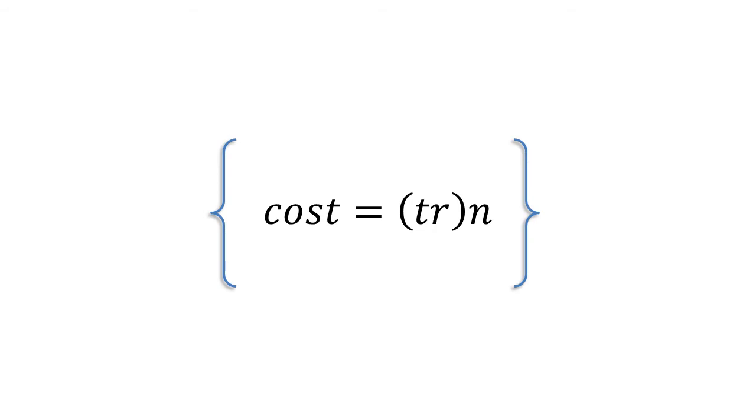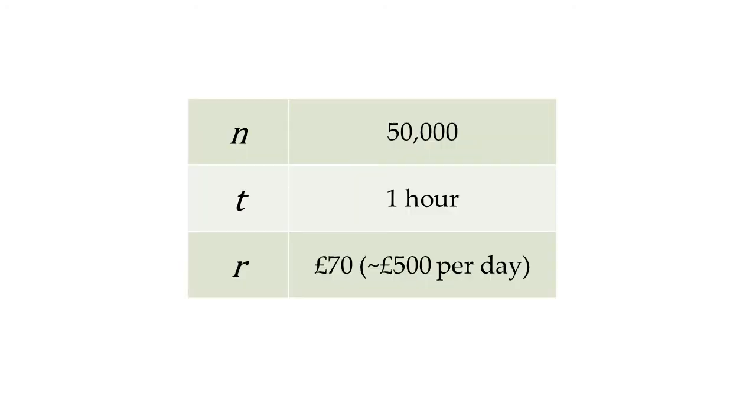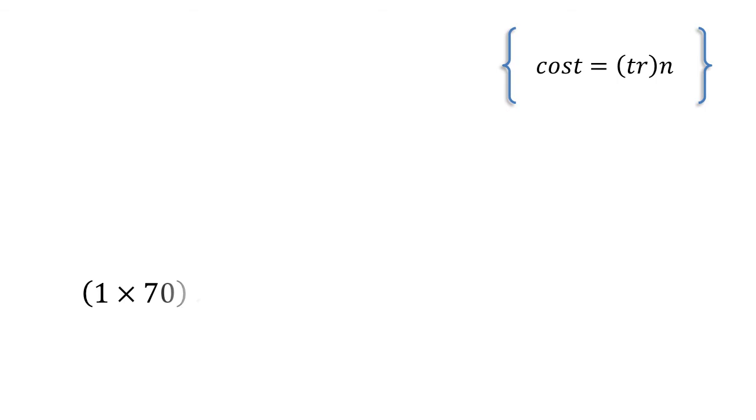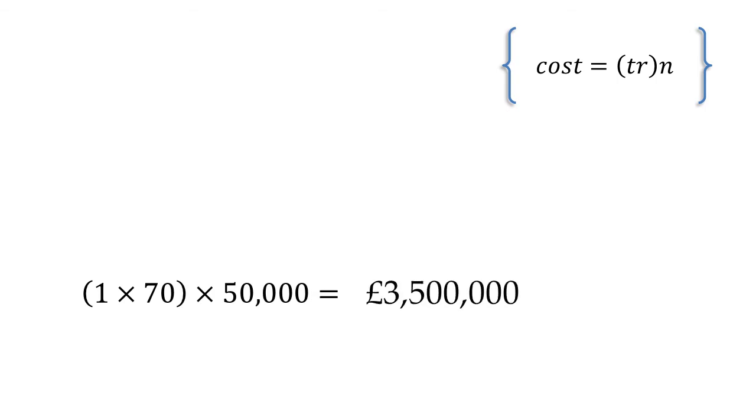At its simplest, business impact can be measured by the time the implementation will take, the hourly rate on average of business users, and the number of users. So let's look at a 50,000 user rollout where the implementation will take them out for an hour on average. It would cost £3.5 million to the business.